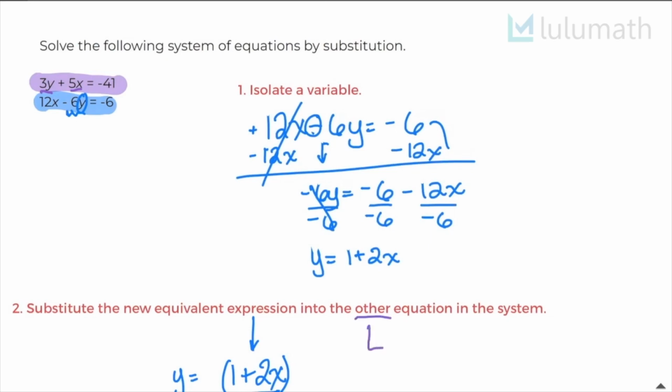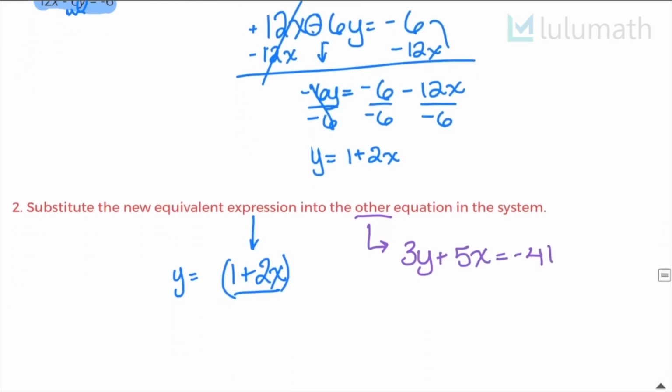So the other equation is our purple one that we have here, which is 3y plus 5x equals negative 41, okay? So again, every time I see a y, I'm going to substitute in my expression, which is 1 plus 2x. So I'm going to say 3 times the quantity, I'm going to take the y out, I'm going to replace it with 1 plus 2x, okay? Plus 5x equals negative 41.